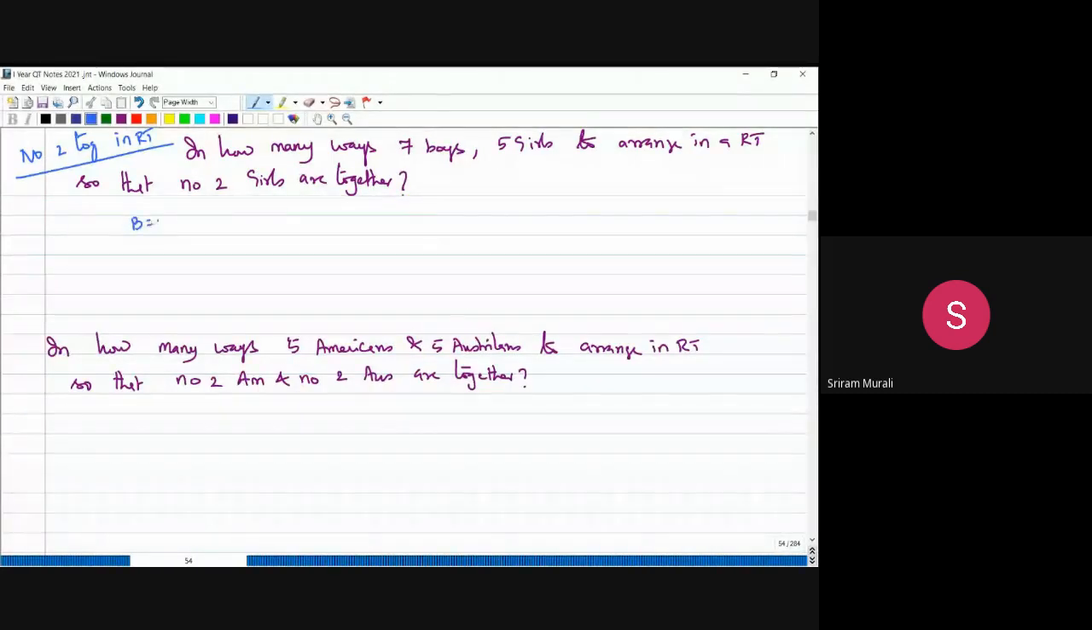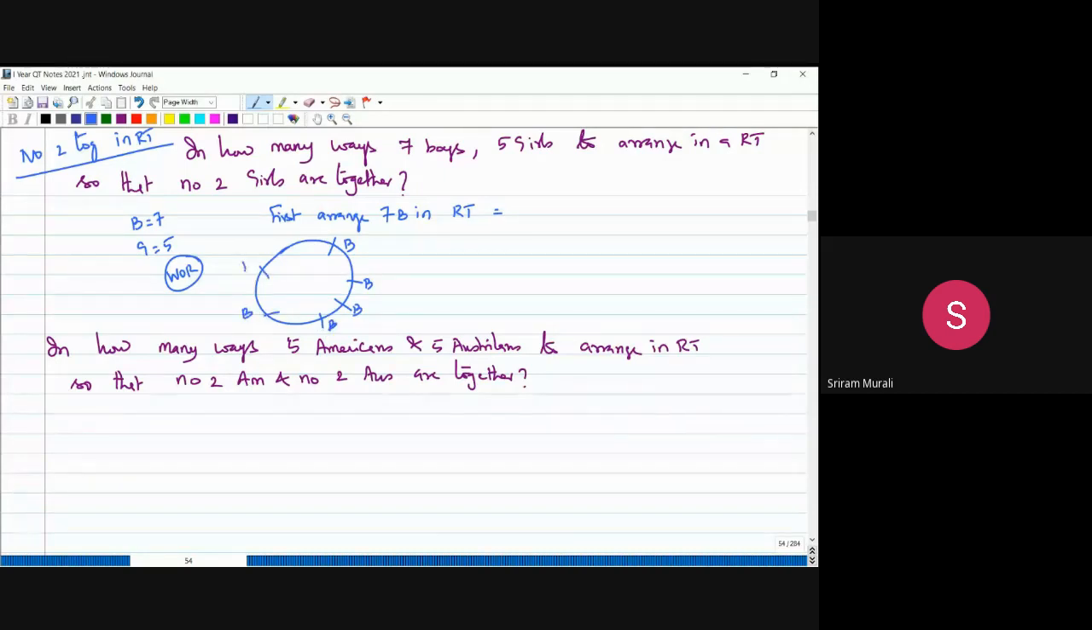How many boys are there? How many girls? 7 and 5. Okay, no repetition. So first we should arrange the 7 boys in a round table. For example, this is a round table with positions 1 2 3 4 5 6 7. So 7 boys in a round table can be arranged in (7 - 1) factorial ways. Have you understood?